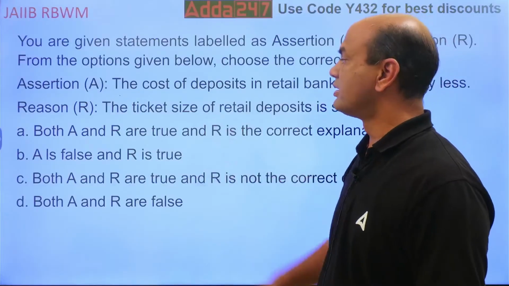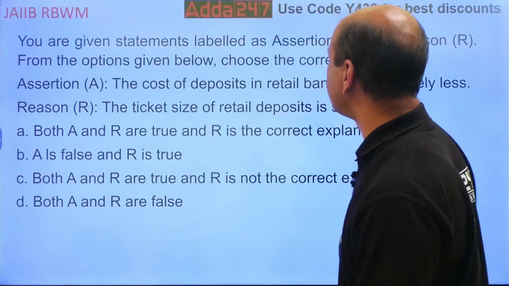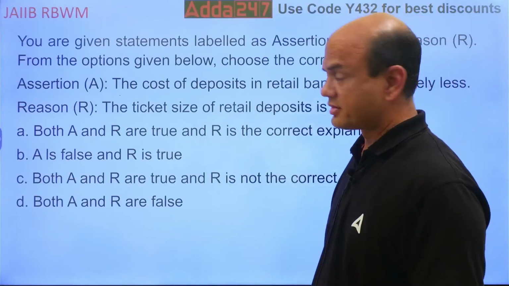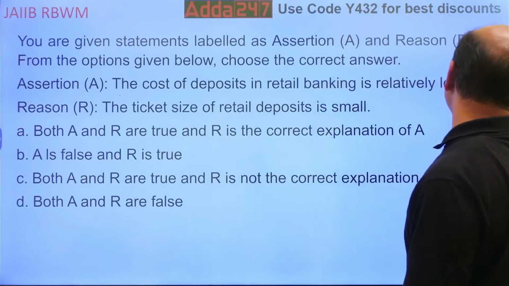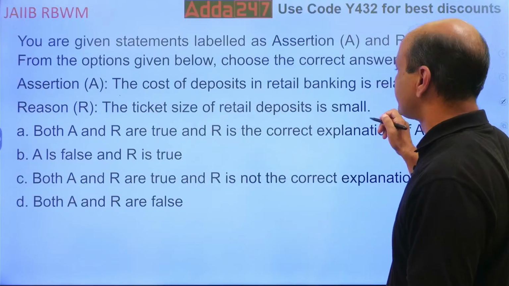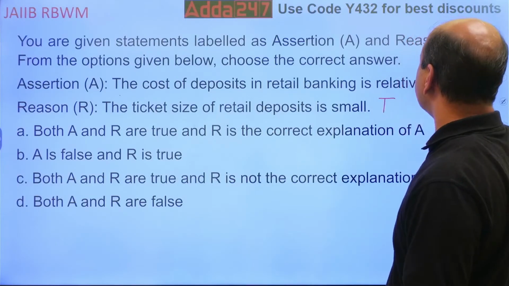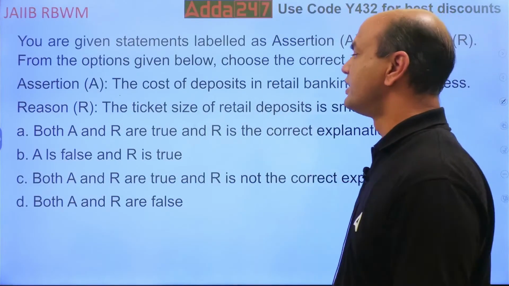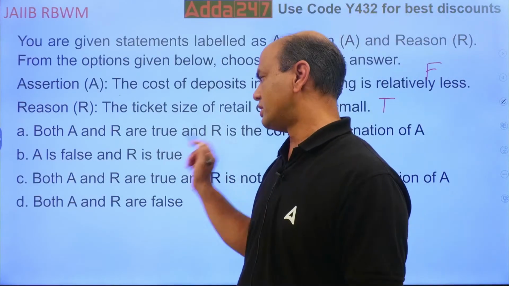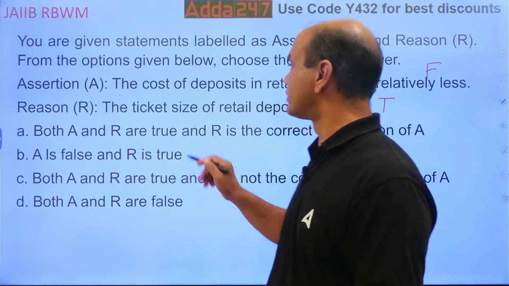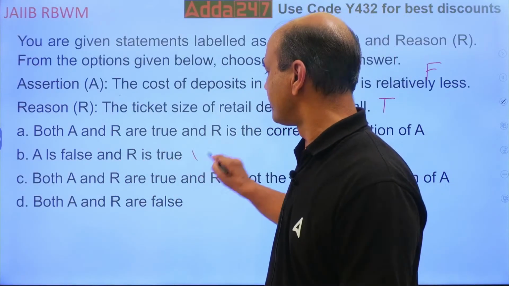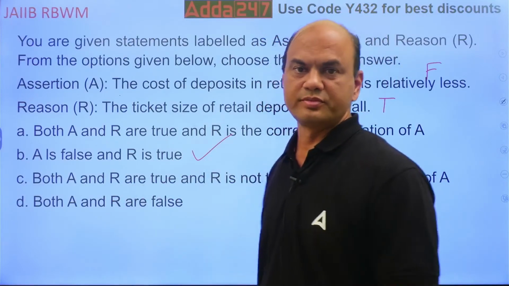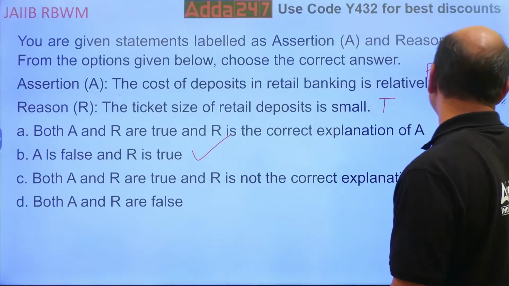Now what about R? The ticket size of retail deposits is small. Now this is correct. The ticket size of retail deposits is always small. Right? So this is true, and A is false. So now look at the answers. A and R are true, so that is gone. A is false, R is true. Correct? A is false, R is true. Okay, next one.